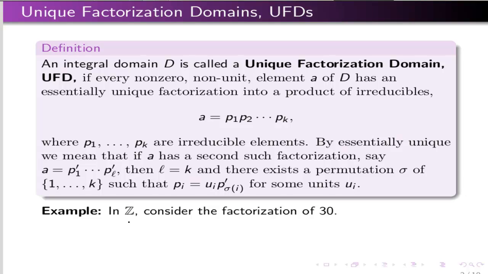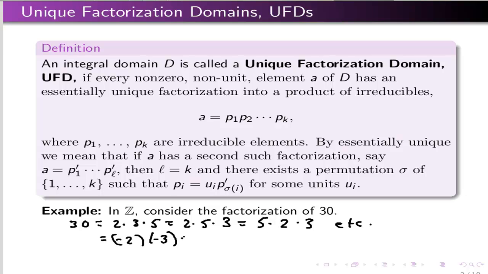So for instance, in the integers, when I consider the factorization of 30, there's lots of ways we can go about factoring 30. 2 times 3 times 5, 2 times 5 times 3, 5 times 2 times 3, like that. Or you could throw in negatives. You could say negative 2, negative 3 times 5, or negative 2 times 5 times negative 3. And we regard all of these as the same factorization. So it's the same set of primes up to unit multiples. In this case, the unit multiples are just negative 1.